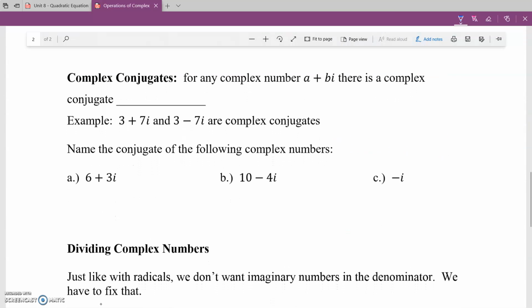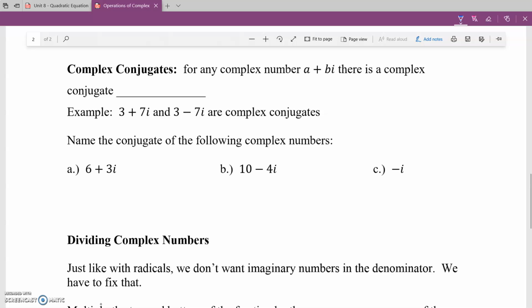Division is where it starts to get a little bit more complex. So the complex numbers have conjugates. And really what that means is that if I had a plus bi, its conjugate is that I'm just going to change the sign in the middle. So a minus bi. Or in other words, I'm just changing the sign of my imaginary number.